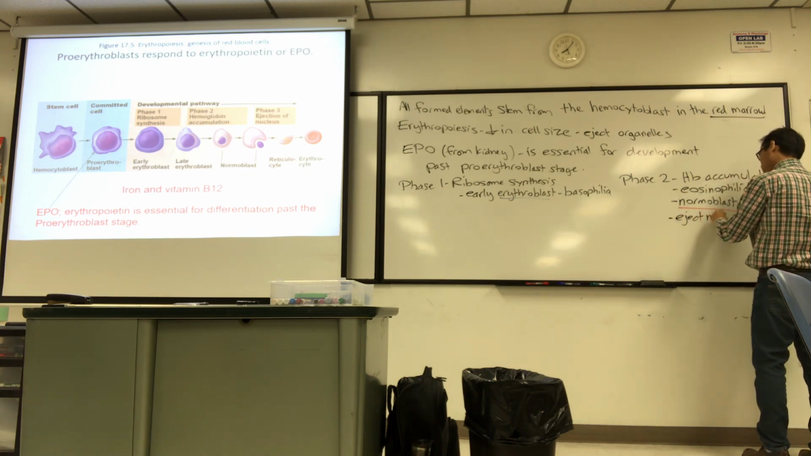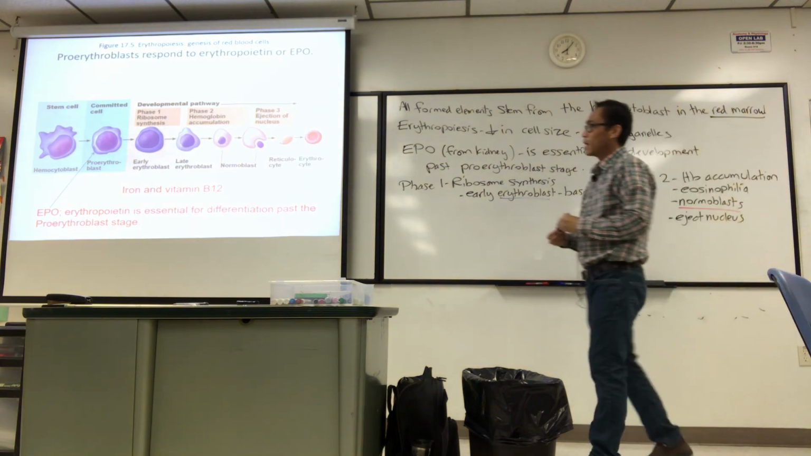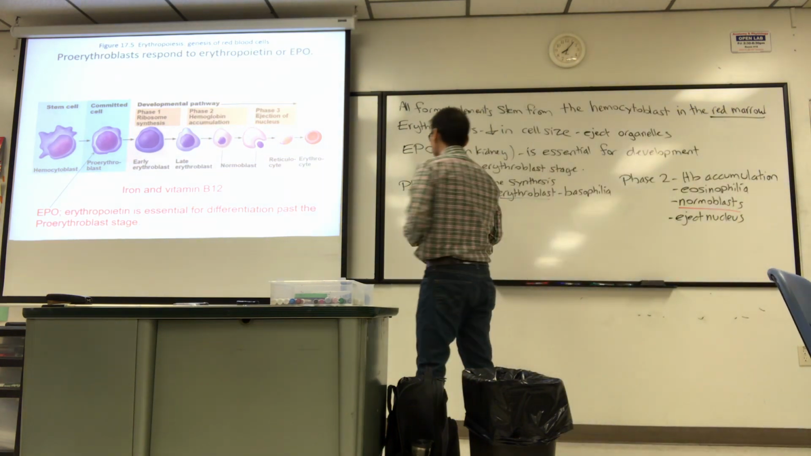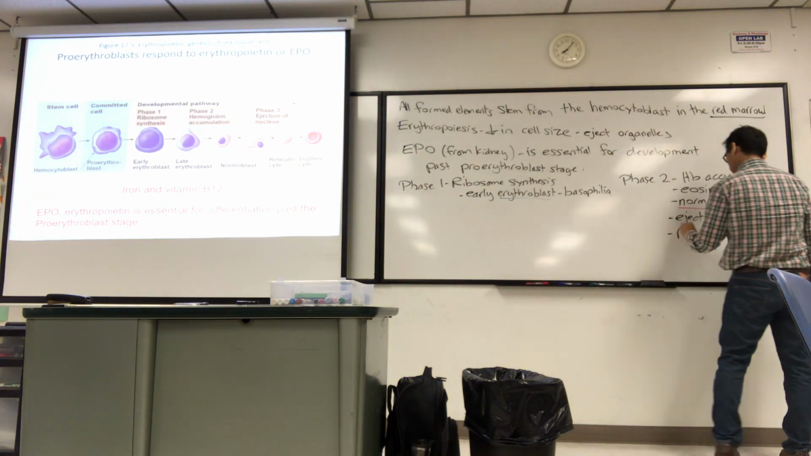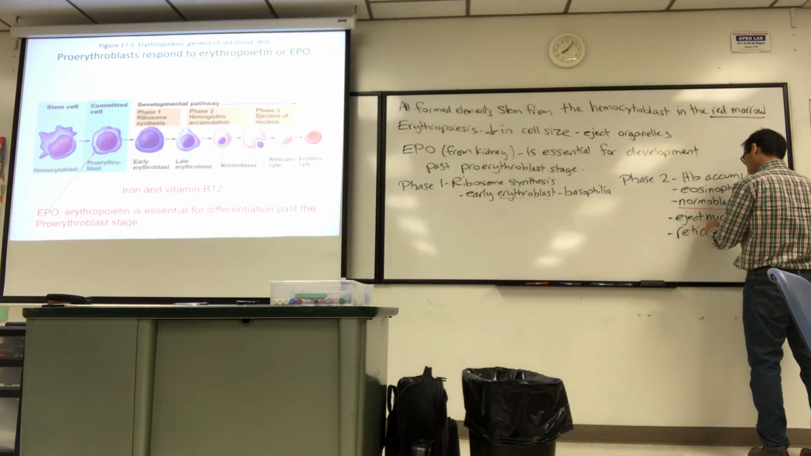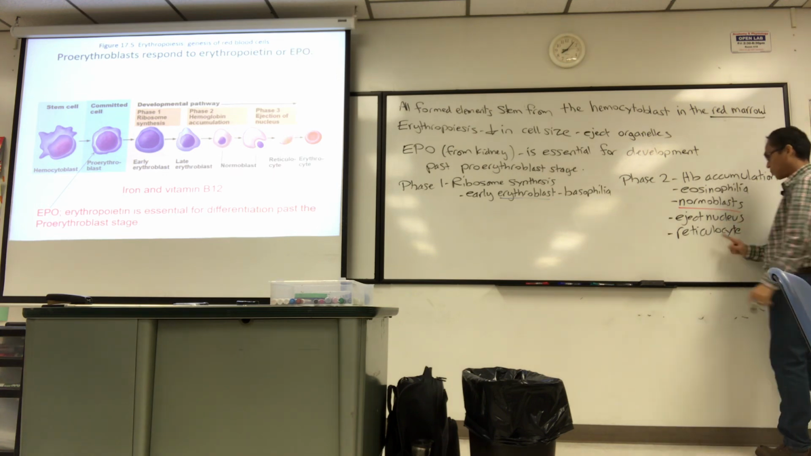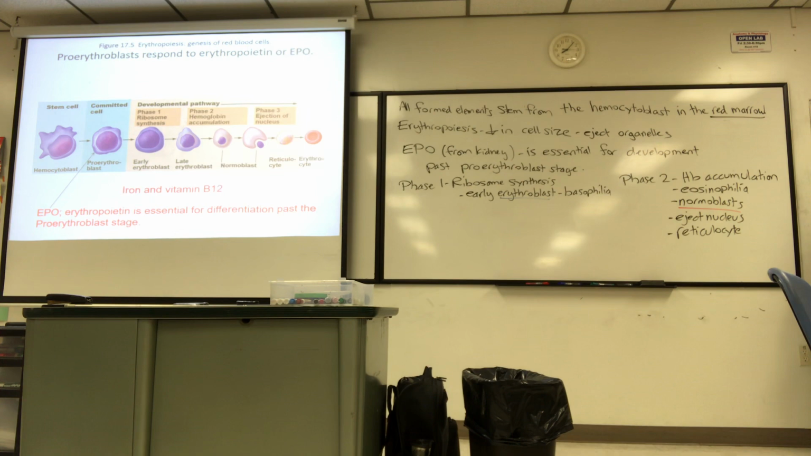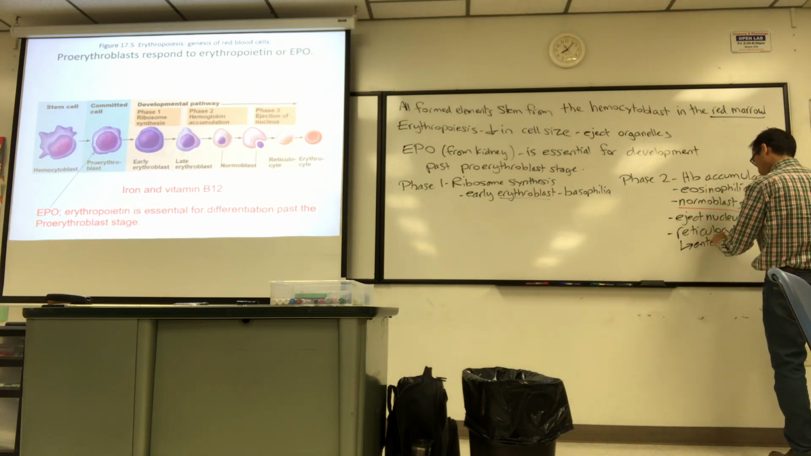Eject nucleus, because the nucleus has the DNA, of course. And then you call it a reticulocyte. Well, that's just the precursor to the mature RBC. And you enter the circulation at this point. Enter blood.